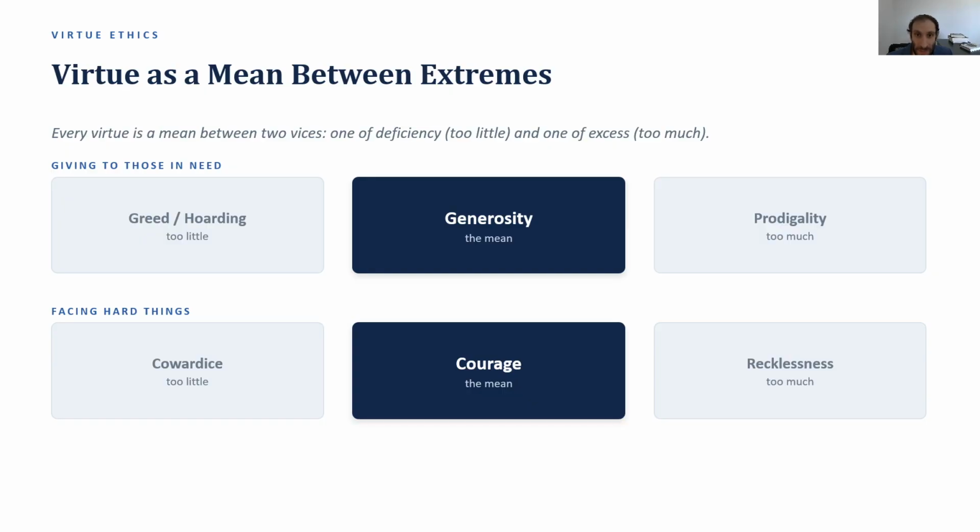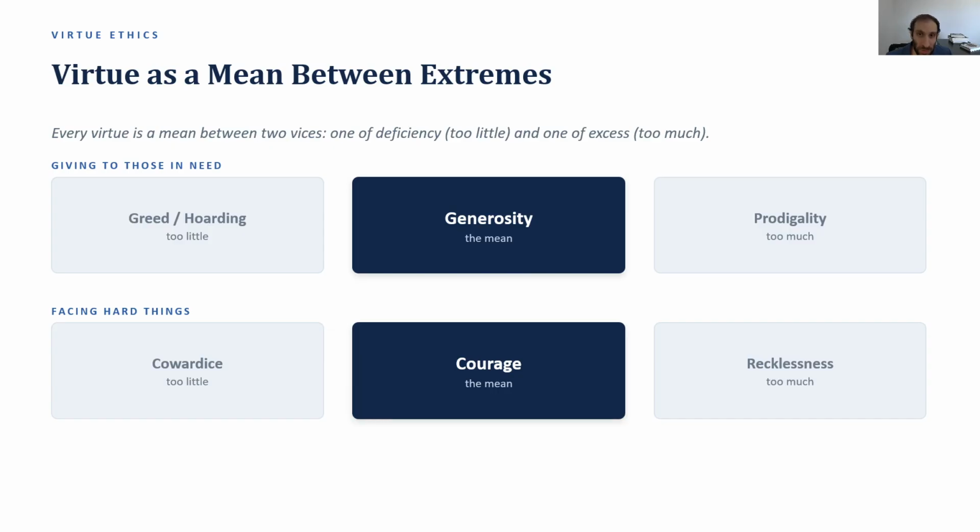It should be noted that in virtue ethics, virtue is tied to a mean or a middle between two extremes. For example, giving money to those in need seems to be a virtuous act. It seems to be a good act. But there are two vices, two extremes that are related to it. These extremes are excess, a too much, and deficiency, a too little.